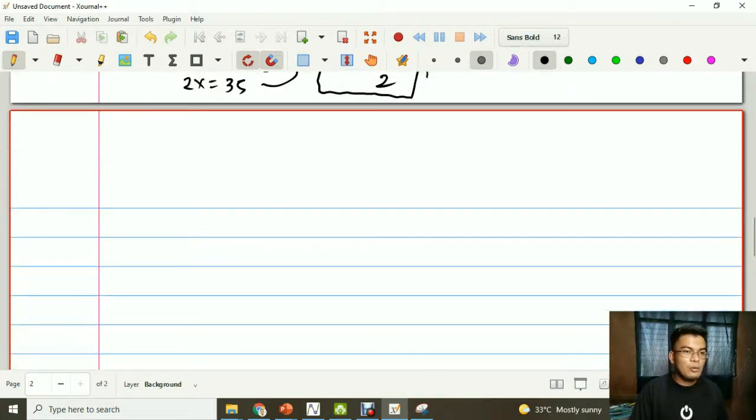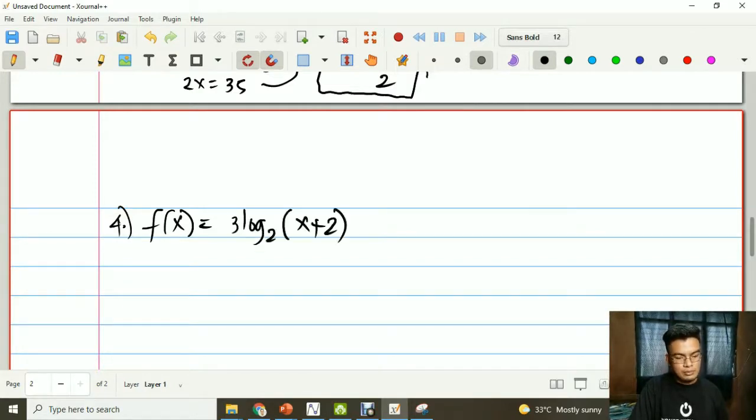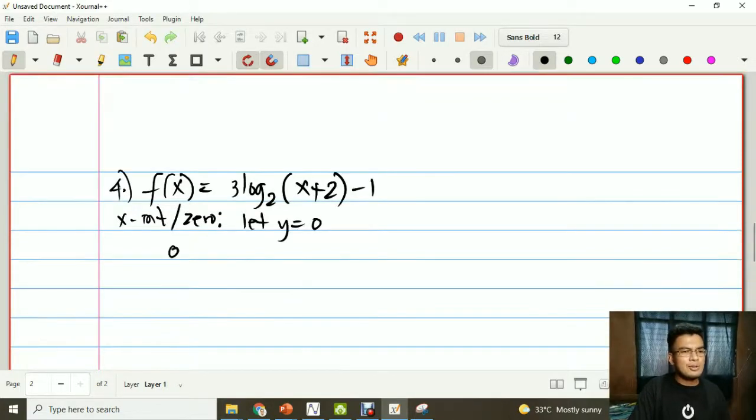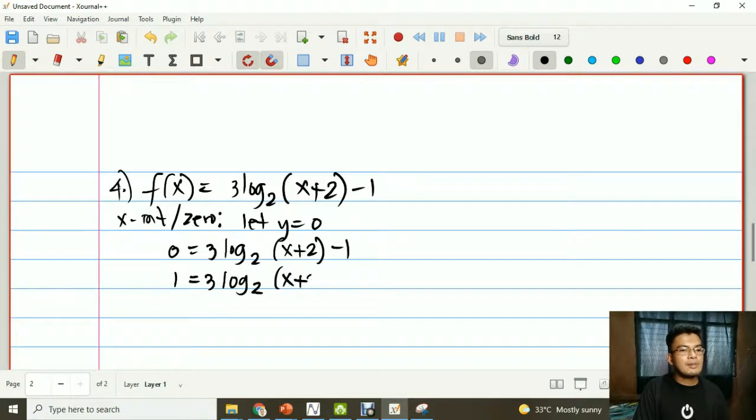For our fourth example, we have f of x is equal to 3 times log base 2 of x plus 2 minus 1. So, para mahanap si x-intercept at yung 0 niya, we let y be equal to 0. So, this will be 0 is equal to 3 times log base 2 of x plus 2 minus 1. So, ito transpose natin si negative 1 sa left. It will become positive 1. 1 is equal to 3 times log base 2 of x plus 2.